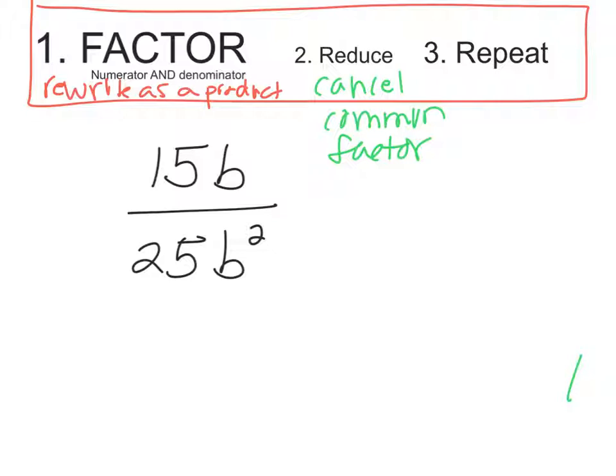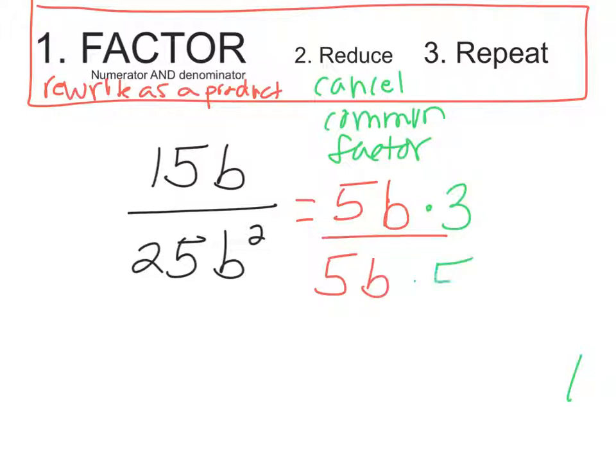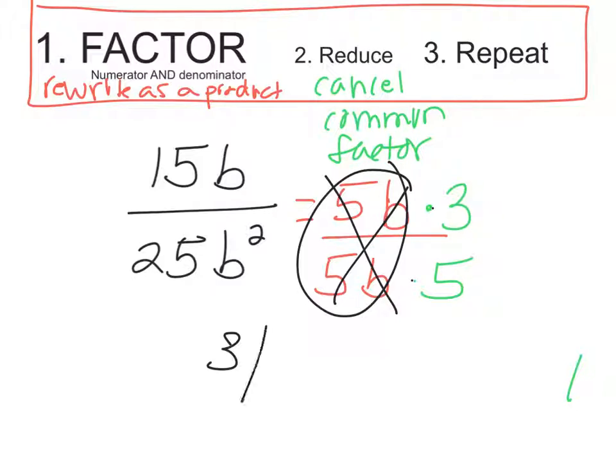So looking at 15b divided by 25b squared, I'm going to plan ahead and think about what common factor they would probably share. The first thing I realized about 15 and 25 is they both share a common factor of 5. So I think I'm going to use 5 as a multiplication. I also see that they both have b's. So I'm going to rewrite 15b as 5b times 3. I'm going to rewrite 25b squared as 5b times 5. So I can see that 5b and 5b are only in multiplication problems, so they are common factors, so our final answer is just 3/5.